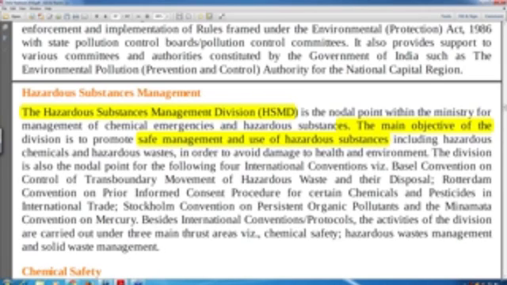There are some international conventions which we are actually following. So these 4 international conventions are the Basel Convention on control of transboundary movement of hazardous waste and their disposal, the Rotterdam Convention on prior informed consent, the Stockholm Convention, and the Minamata Convention on mercury. Hazardous Substances Management Division works as nodal point for which of the following international conventions? When they give you this, they will give you these 4 conventions' names. You should say all the 4. Don't get confused.